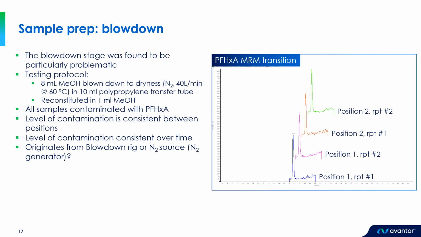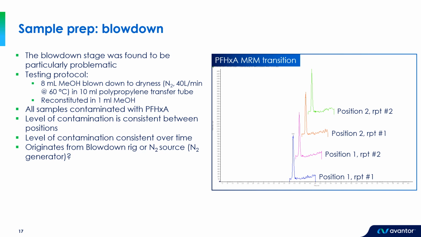So another step of the sample preparation protocol that I personally had considerable trouble with was the sample blowdown step. To test our nitrogen blowdown equipment, we used a simple protocol, blowing down 8 mL of methanol to dryness with nitrogen in a 10 mL polypropylene transfer tube, which was then reconstituted in 1 mL of methanol and analyzed by LC-MS. What we found was that regardless of the position that we used in our nitrogen blowdown equipment, our samples were consistently contaminated with PFHxA. This level of contamination remained consistent over time.